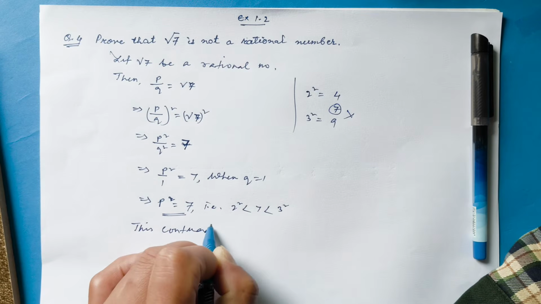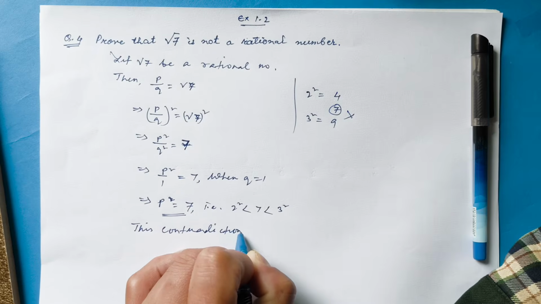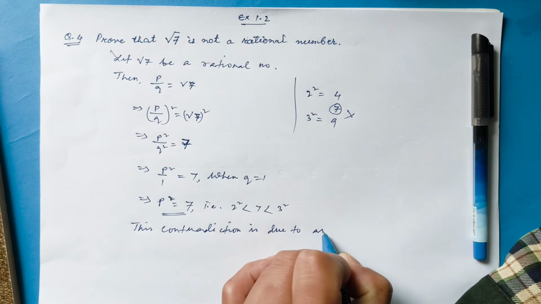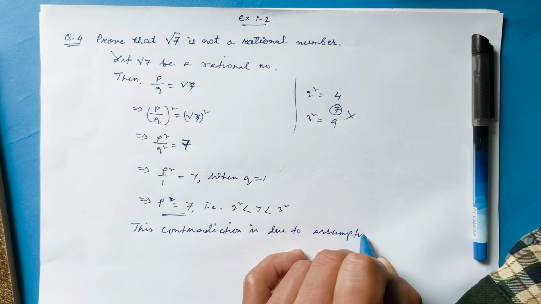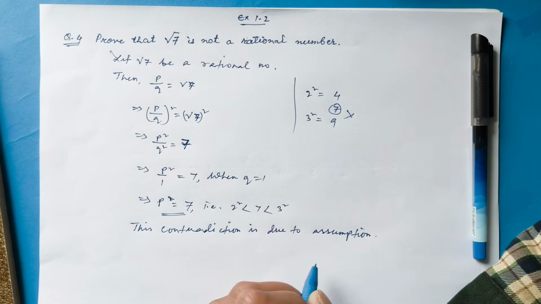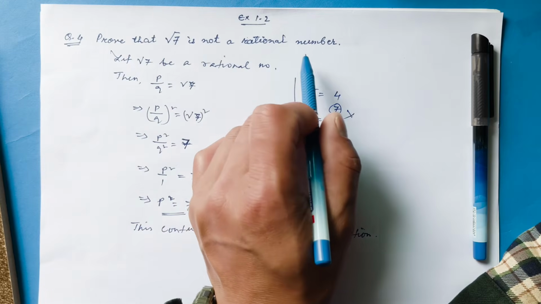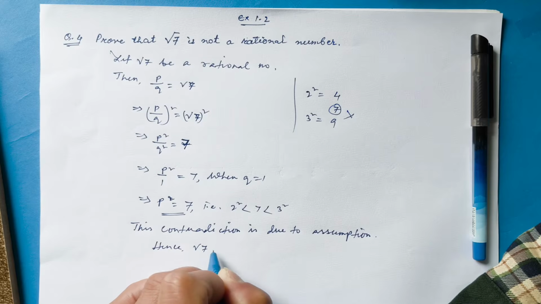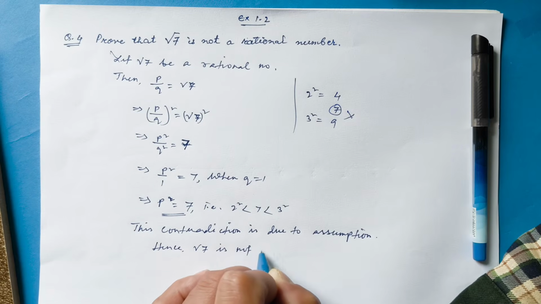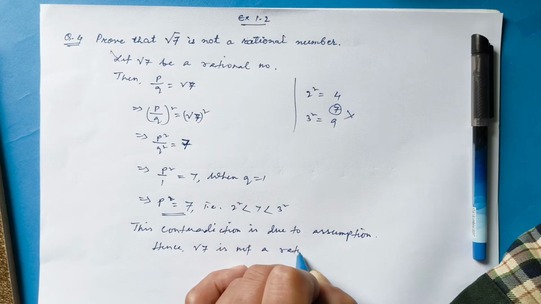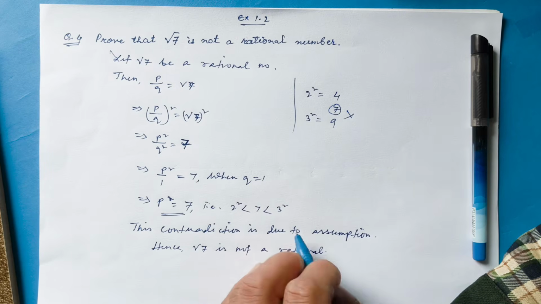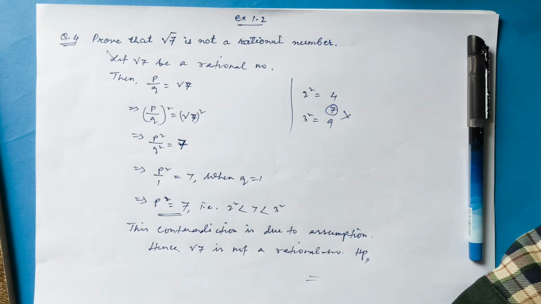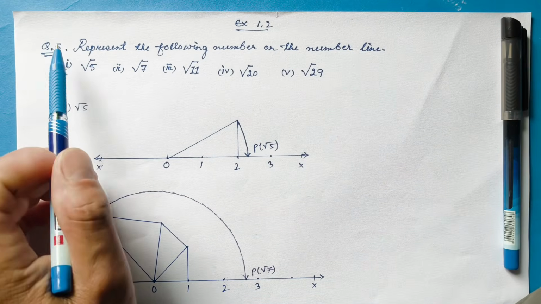This contradiction is due to our assumption. That is why root 7 is not a rational. It's not a rational number. I think you understood. Now let's see question number 5.